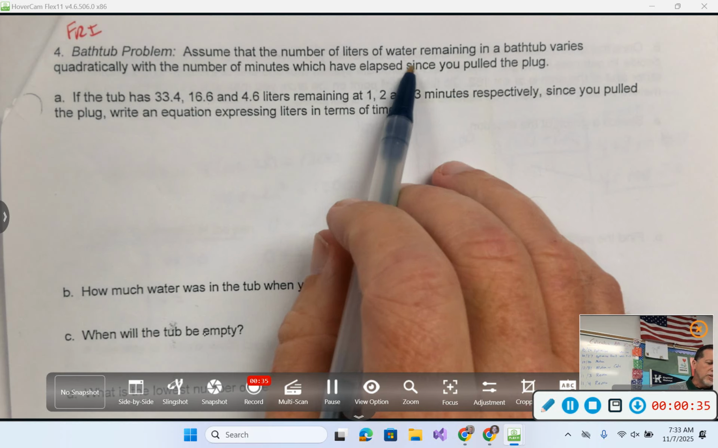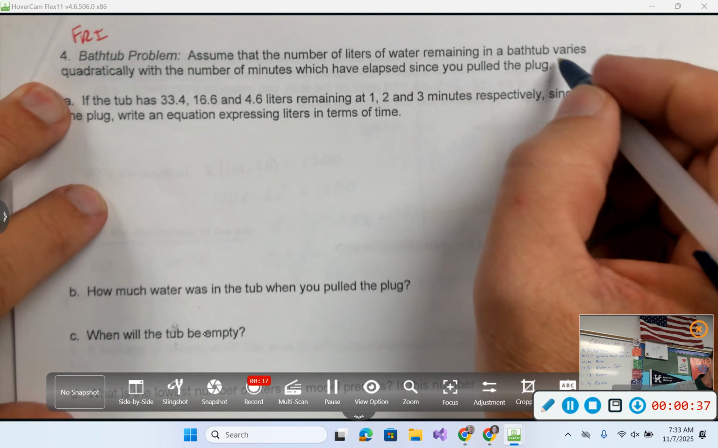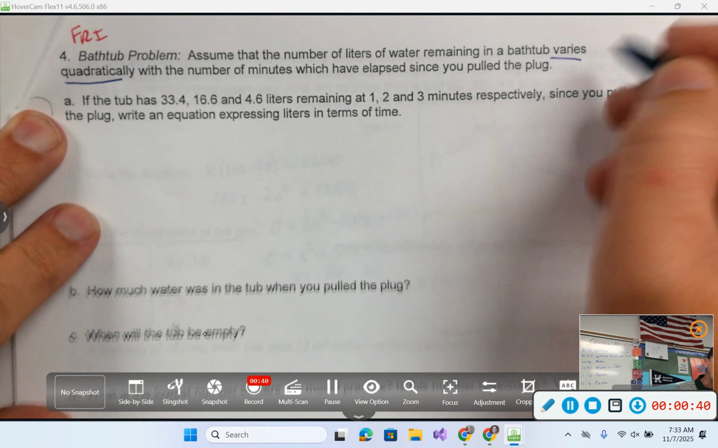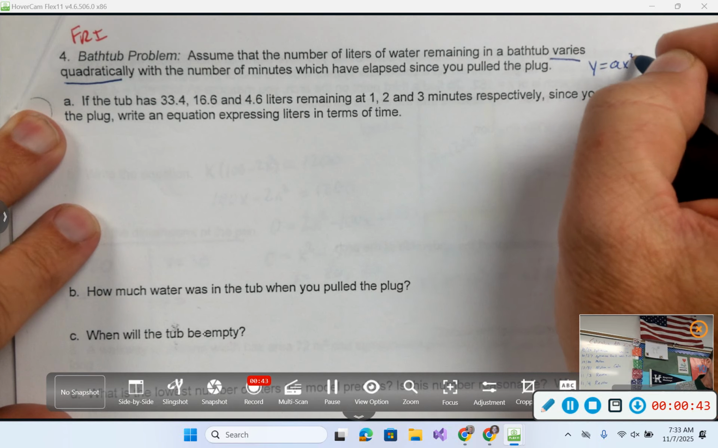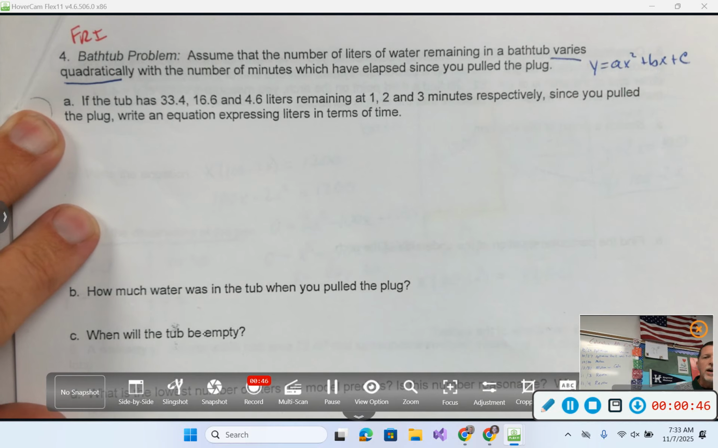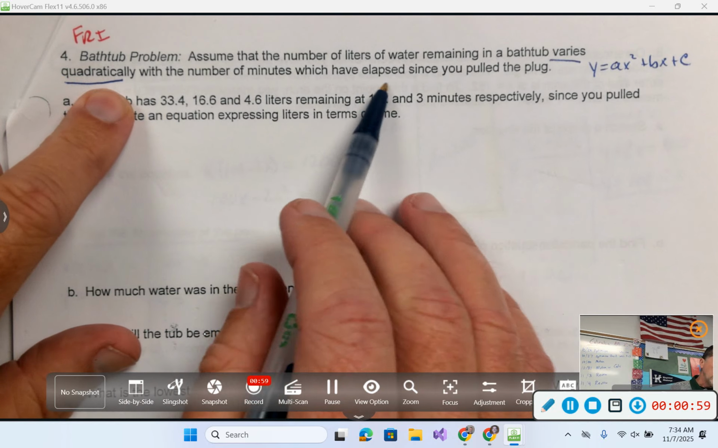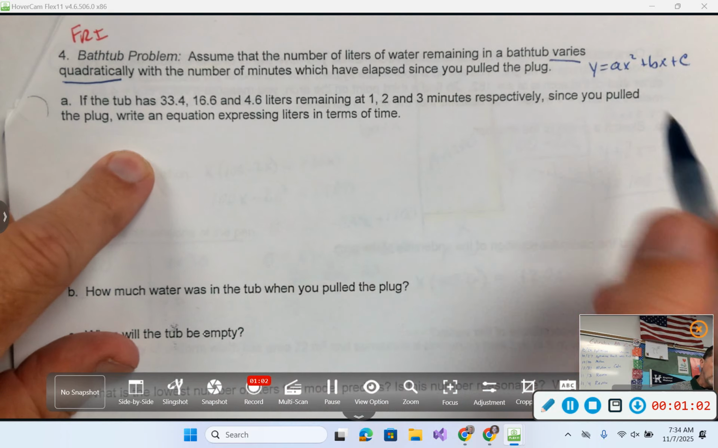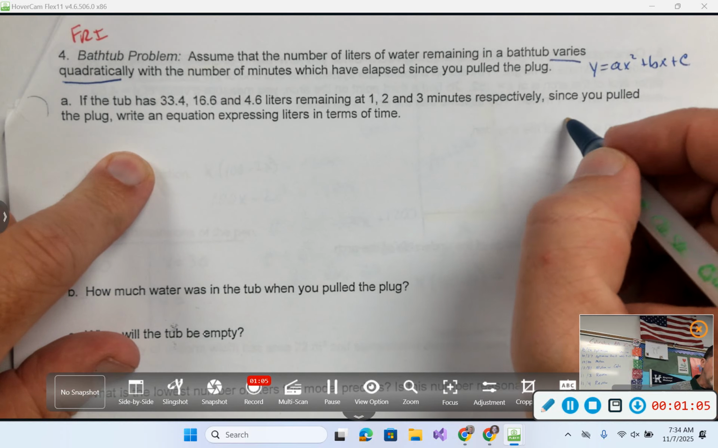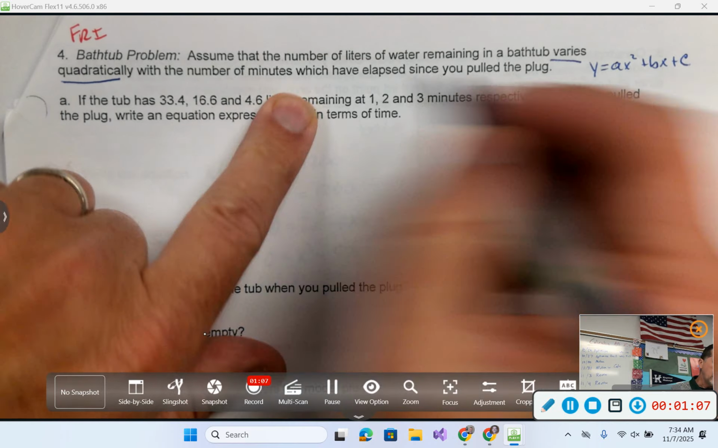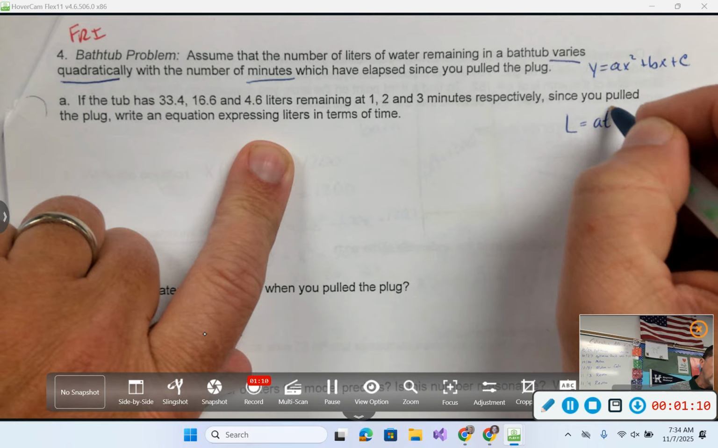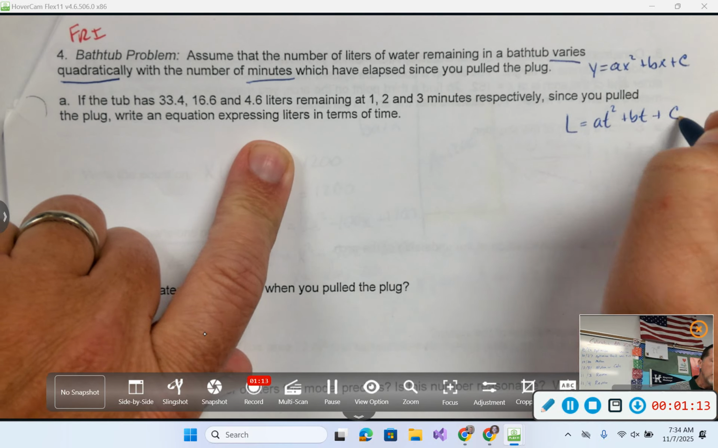Assume that the number of liters of water remaining in a bathtub varies quadratically. Well, that sounds really fancy, but really all that means is it fits a quadratic equation. Varies quadratically sounds fancy, just means it can be modeled with a quadratic equation. So it varies quadratically with the number of minutes which have elapsed since you pulled the plug. Okay, so maybe we should be a little more specific here. The liters vary with time, so A t squared plus B t plus C.